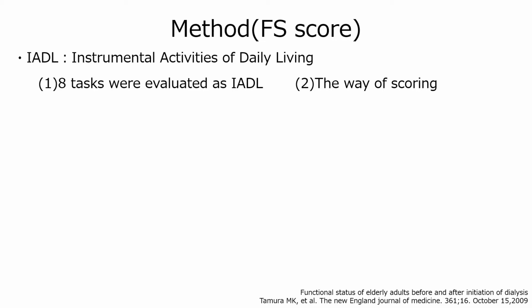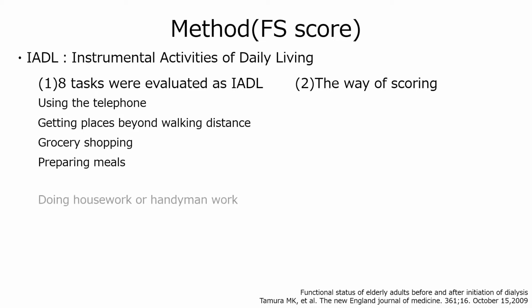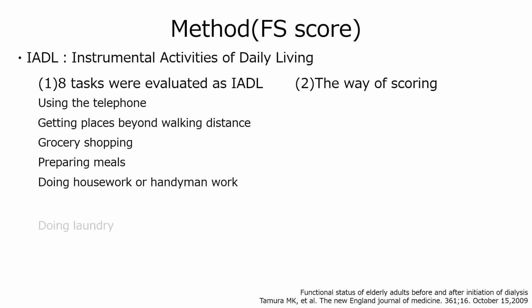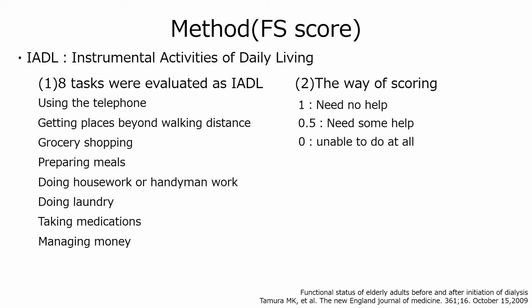Eight tasks were evaluated as IADL: using the telephone, getting places beyond walking distance, grocery shopping, preparing meals, doing housework or handyman work, doing laundry, taking medications, and managing money. To score individual items, IADL responses of need no help were scored 1, need some help were scored 0.5, and unable to do at all were scored 0. Functional status score was defined as the sum of the 13 item scores and ranged from 1.25 to 13.